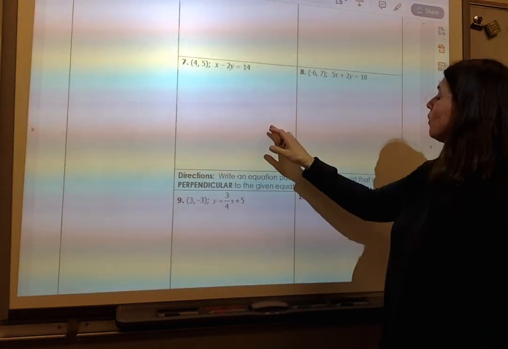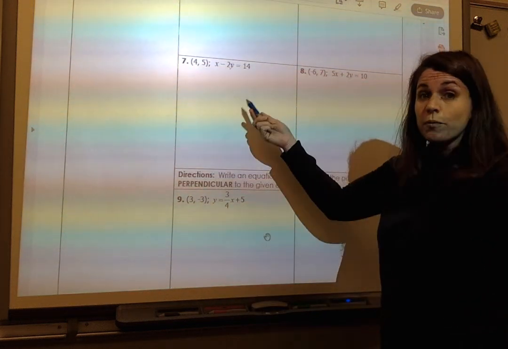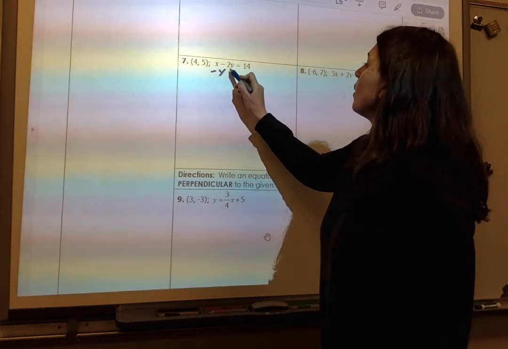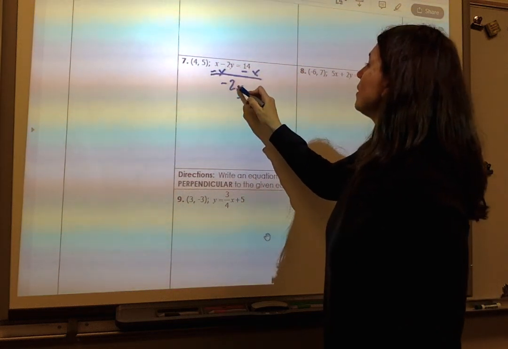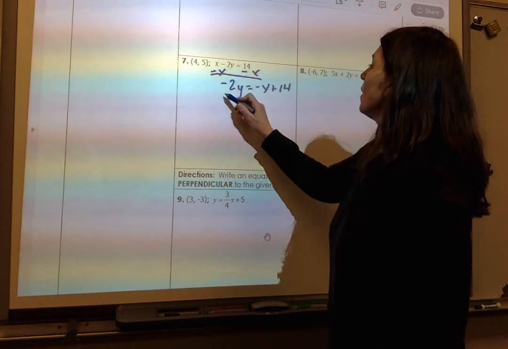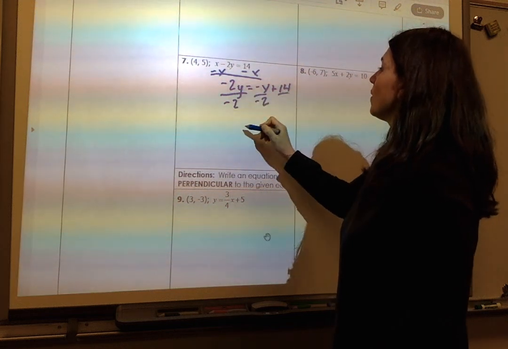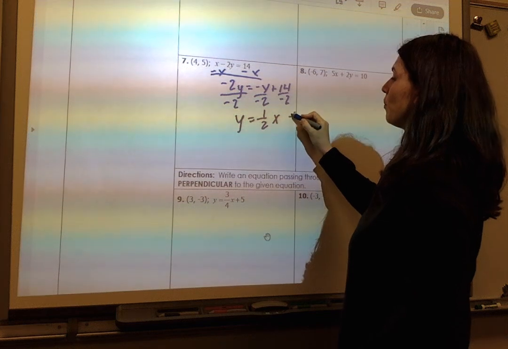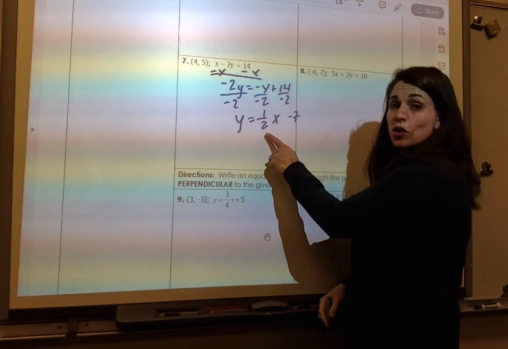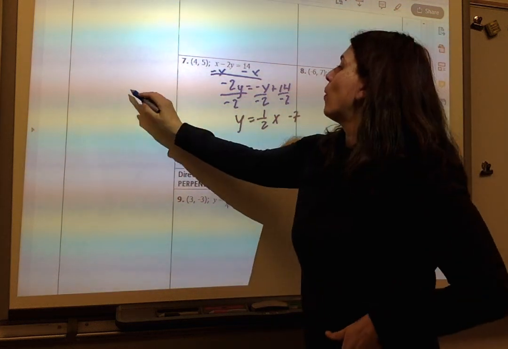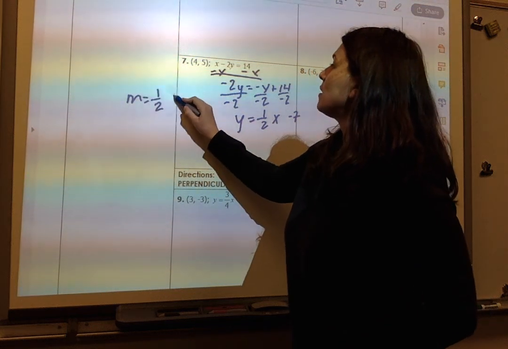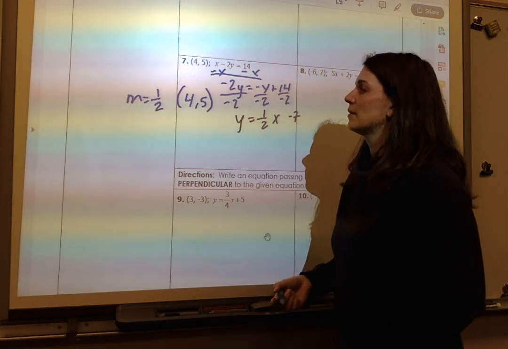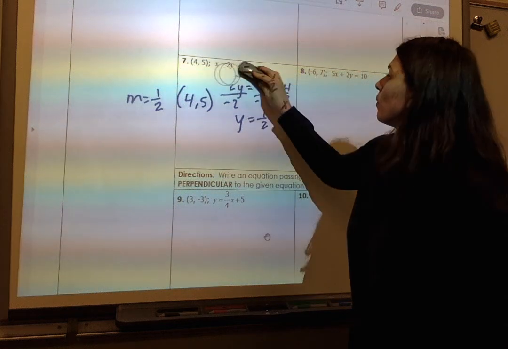And then down here, of course, we would have to find my slope first. It's still parallel, so I'm going to find the slope, divide by -2, and I get y equals 1/2 x. And it doesn't really matter what my beginning point is over here. But my new line has to have a slope of 1/2, and it has to pass through the point (4, 5).